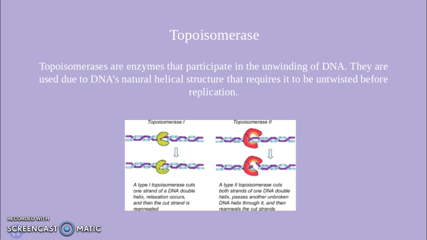Topoisomerases are enzymes that participate in the unwinding of DNA, so they help to unwind that helical structure that we originally have in our DNA, that double helix. It helps to unwind and straighten it. DNA has a natural helical structure, so it is required to be untwisted before replication occurs.